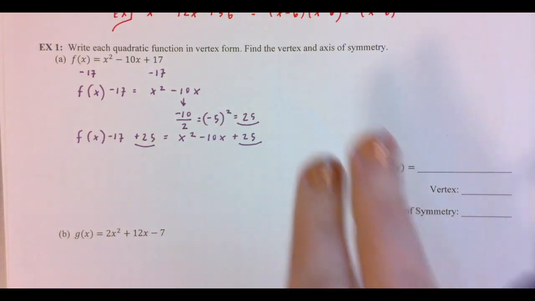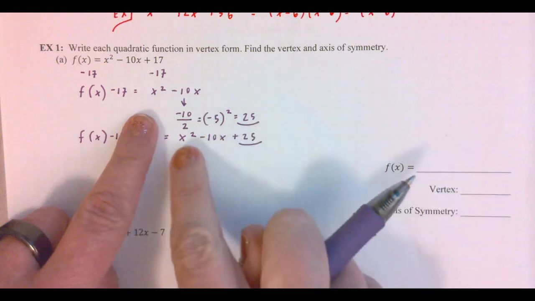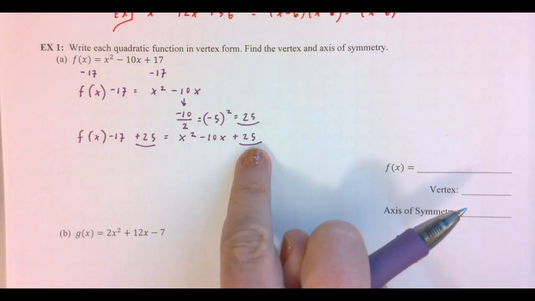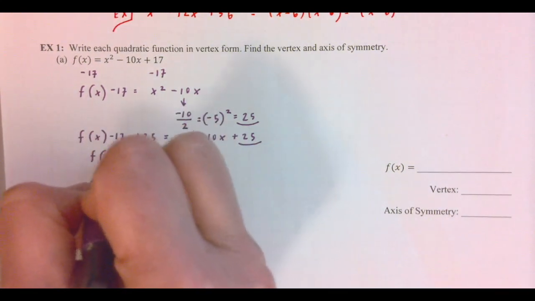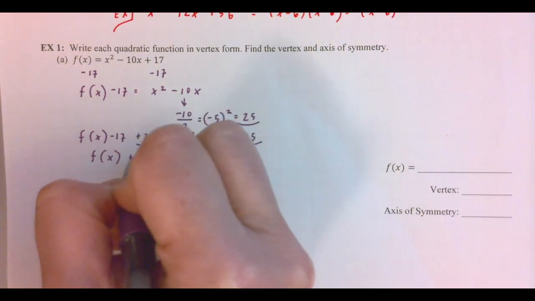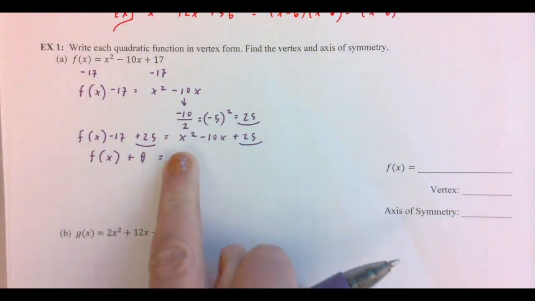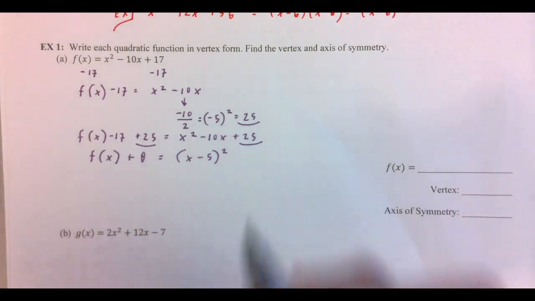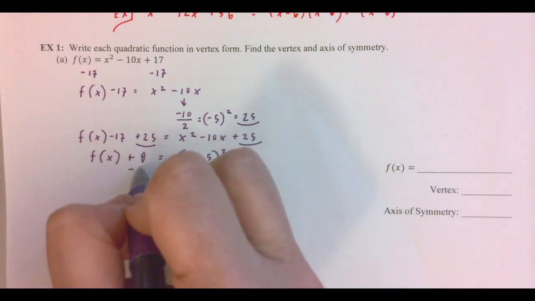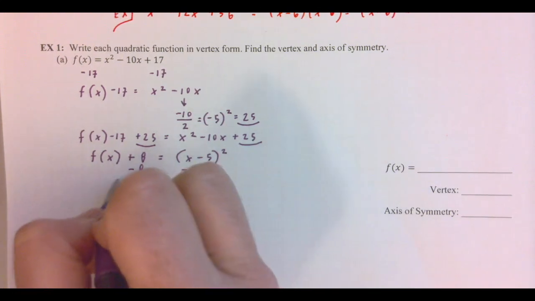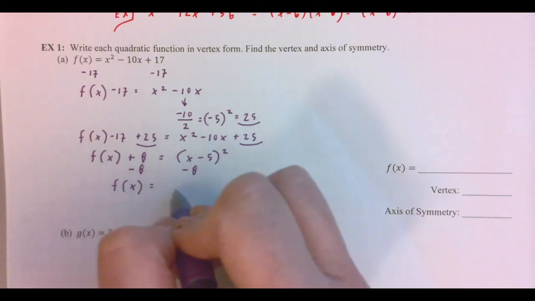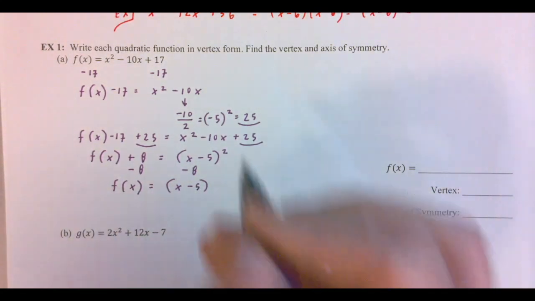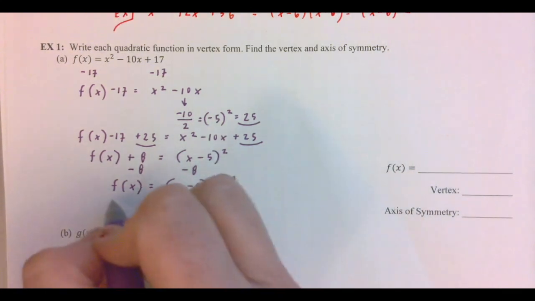Now the whole point of doing that is because right here on this side, I've created a perfect square trinomial that factors into a binomial square. So if I clean up the left, f of x plus 8 equals, right, when I factor this, it becomes x minus 5 as a quantity squared. Last thing to do is take away the 8. And my function is f of x is equal to, in parentheses, x minus 5 as a quantity squared, take away 8.